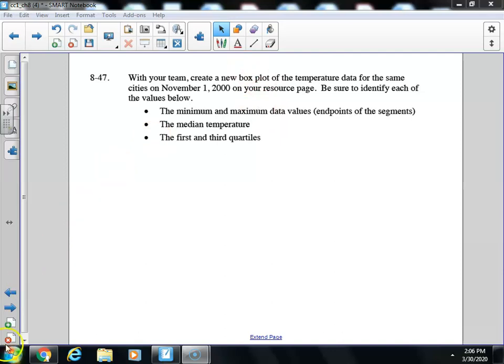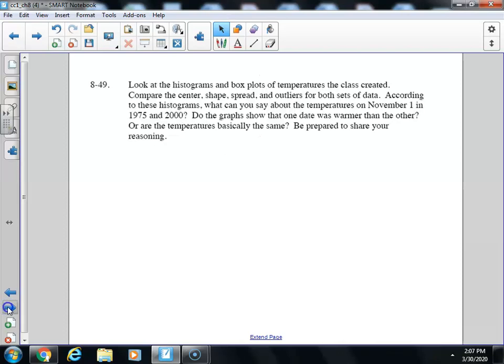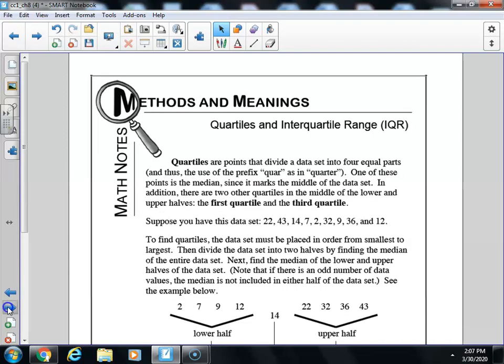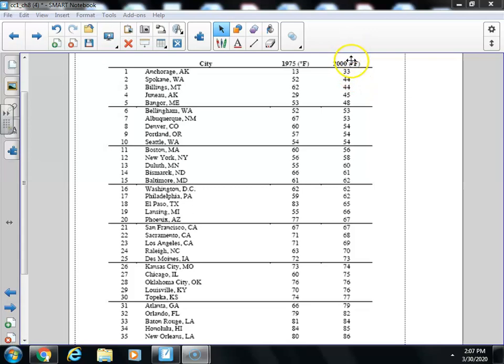So I'm going to go ahead and go back to the resource page that has the data for the year 2000. You guys should have it from yesterday. But if not, here it is again today. So notice the 35 sets of data in the year 2000 are already organized for us, least to greatest, which really helps out a lot.